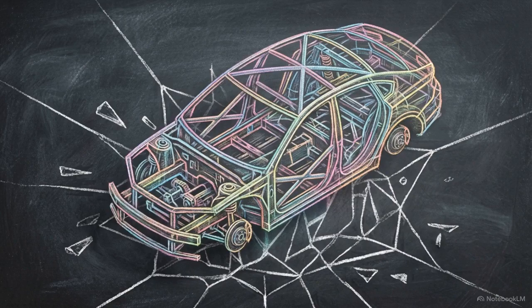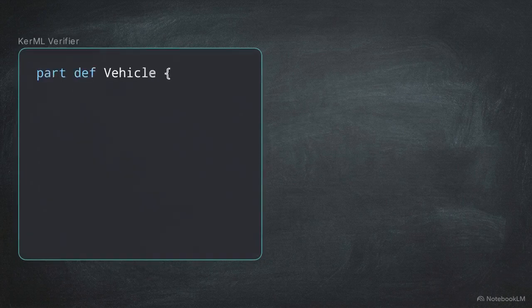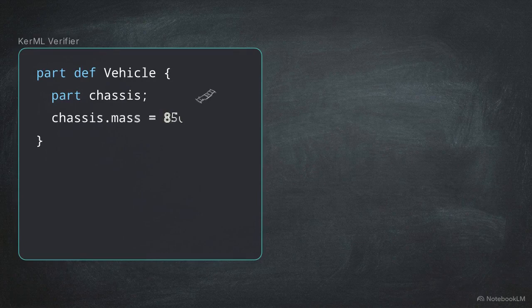With our abstract requirements defined, we move to the physical structure of the system. For this scenario, the system architecture must adhere to a strict vehicle weight limit of less than 1,500 kilograms. This code block shows a part definition, or part def. It represents physical components like the chassis and engine, each with assigned mass values.